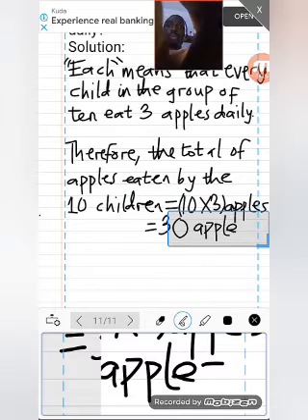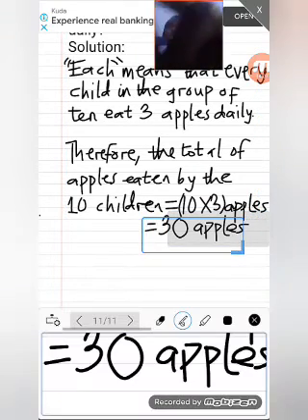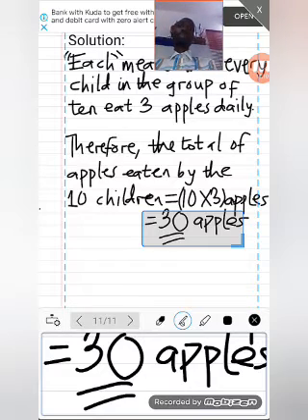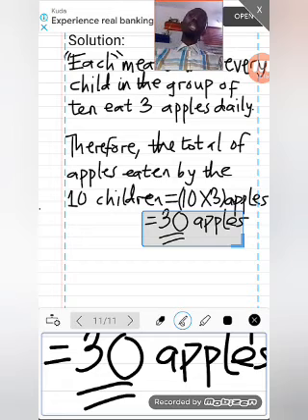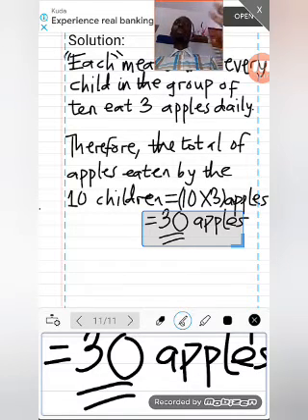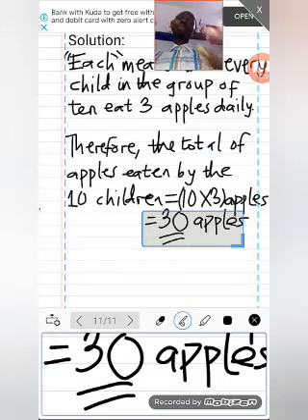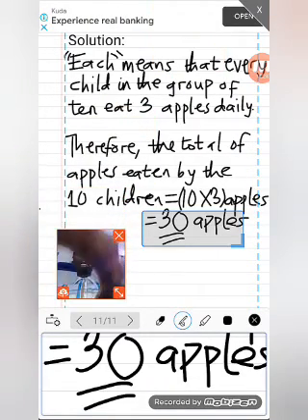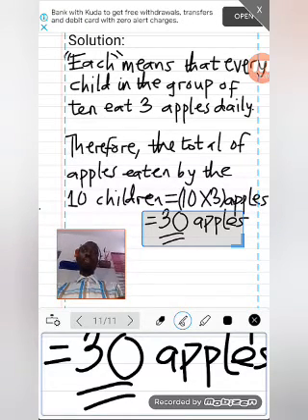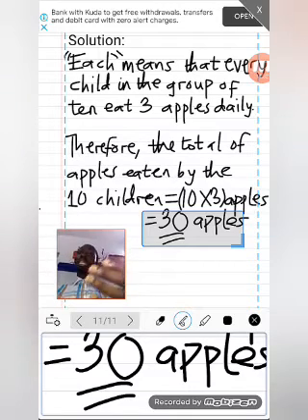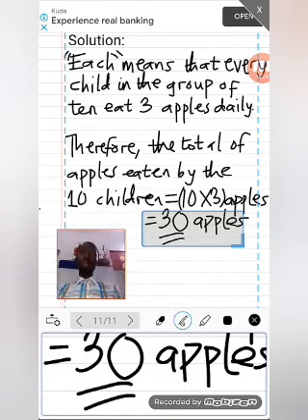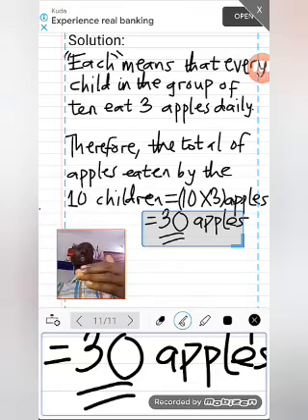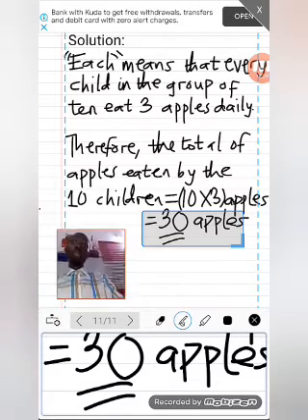So 30 apples. Meaning the children consumed a total of 30 apples in a day, because each of the 10 of them consumes 3 every day. So that is another answer to the multiplication word problem that we have here. With the knowledge and the idea given by this, you should be able to attempt and successfully get your answers in the questions that will be given to you.